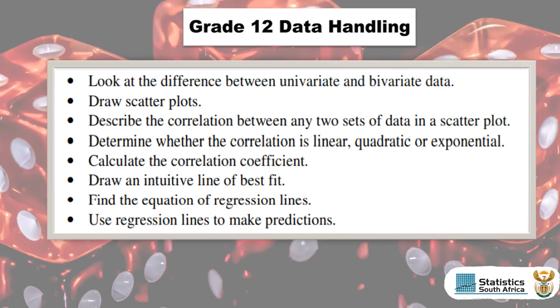As you can see on your screen, it's grade 12 data handling, and today we will be looking mainly at grade 12 statistics, right? So we'll look at the difference between univariate and bivariate data. We'll also check how to draw a scatter plot, and we'll also describe the correlation between any two sets of data in a scatter plot. We'll also focus on determining whether the correlation is linear, quadratic, or exponential.